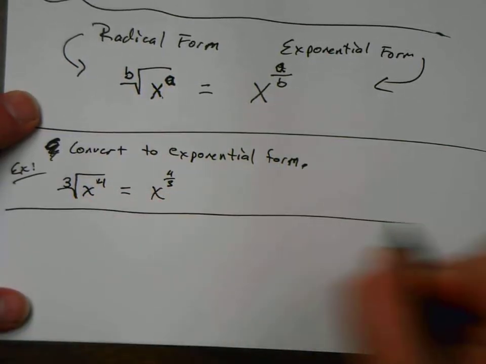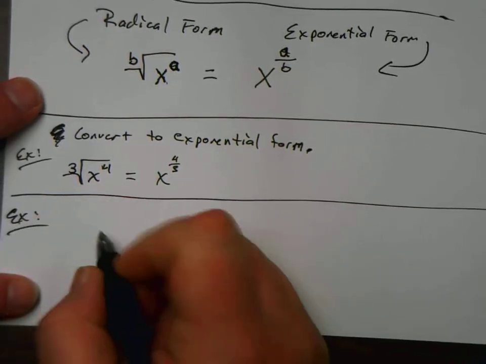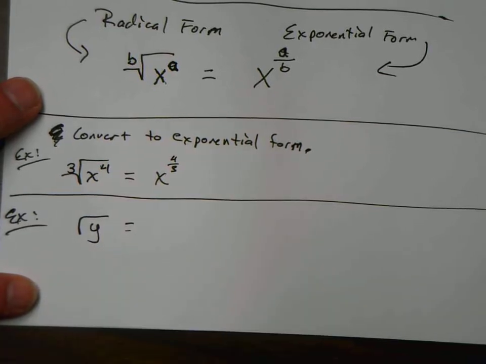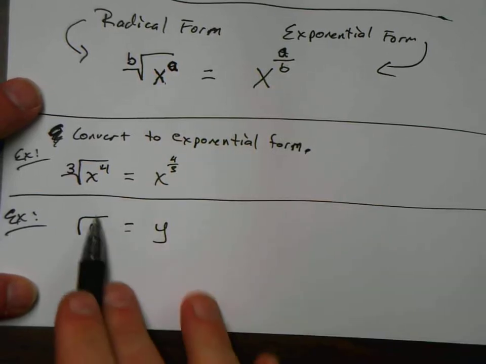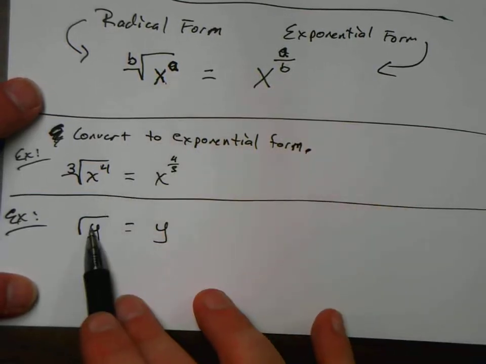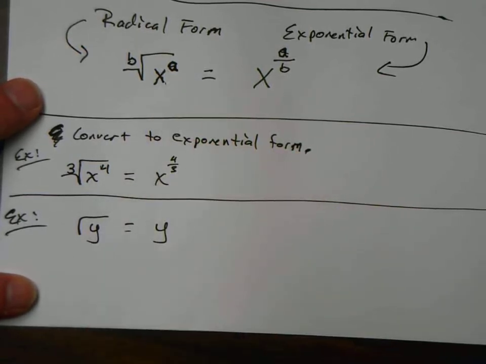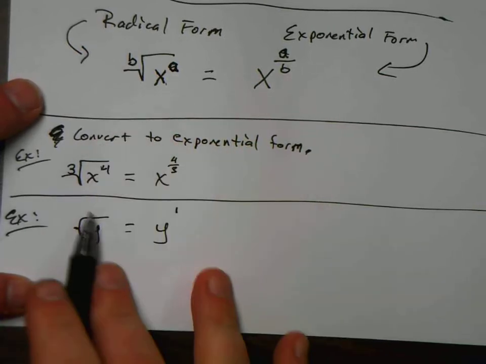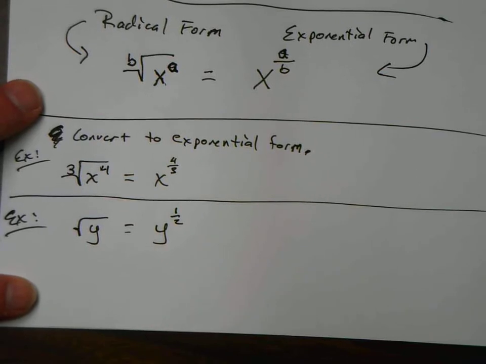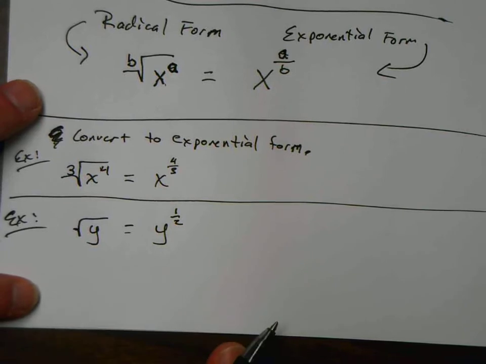Now let's try another one that's not so obvious. What about the square root of y? Alright, so what's my base? My base here is y. Well, what is the power of y? What's that power going to be? Well, if there's no power there, we understand it to be a 1, right? And now I want to look, what's my index? If there is no index here, we understand it to be a 2. So the square root of y is really y raised to the 1/2 power.